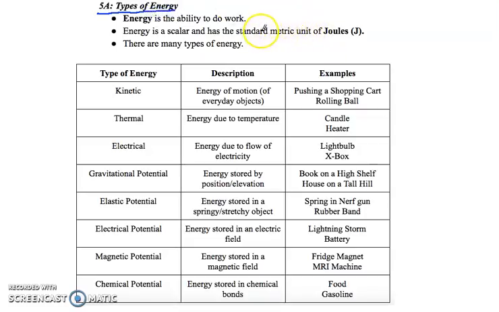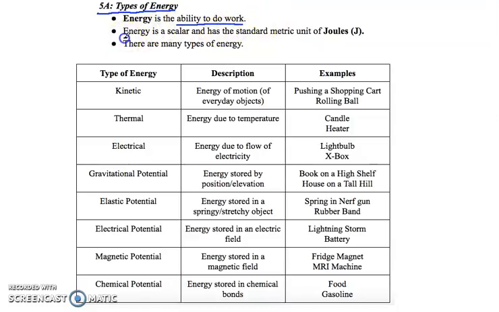So the first thing to think about is what is energy? And energy is the ability to do work. So I know that sounds a little vague, but there's really not a great definition of energy. So for now, we're going to treat it like this. Energy is the ability to do work, but you're going to get a better sense of intuitively what it is a little bit later.